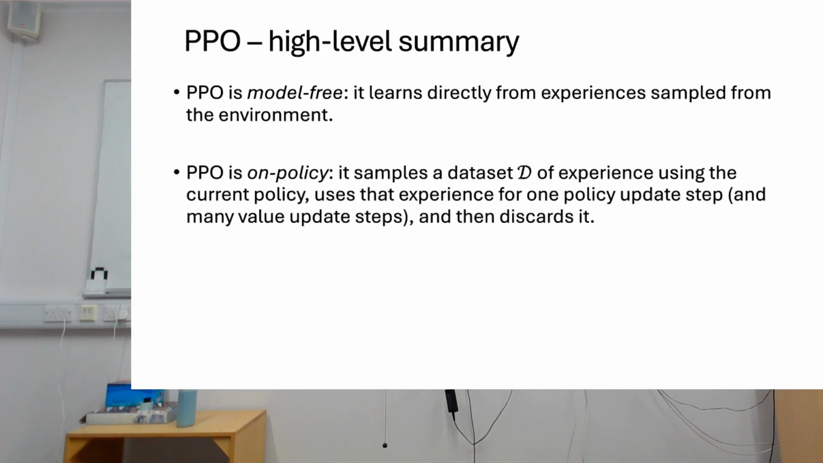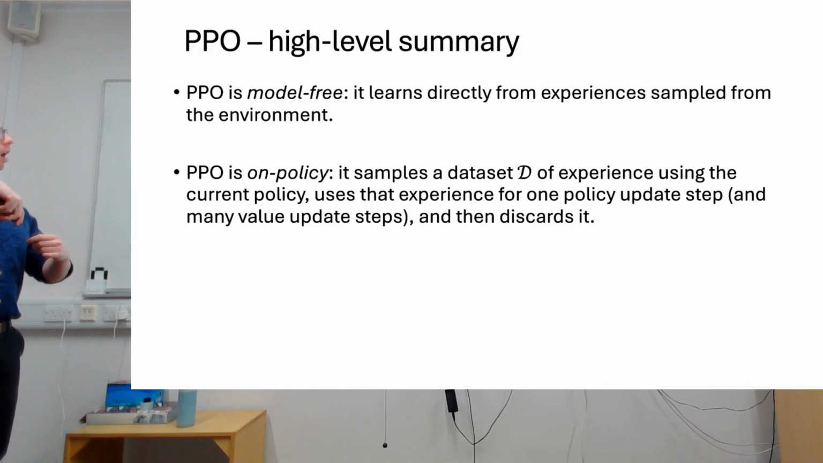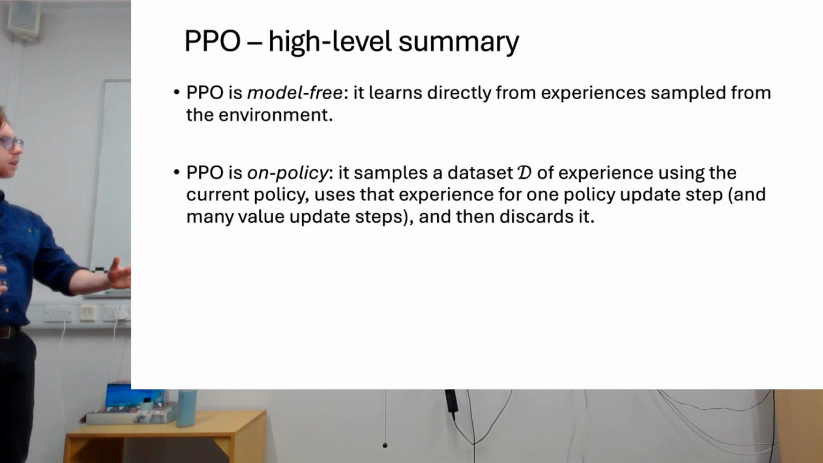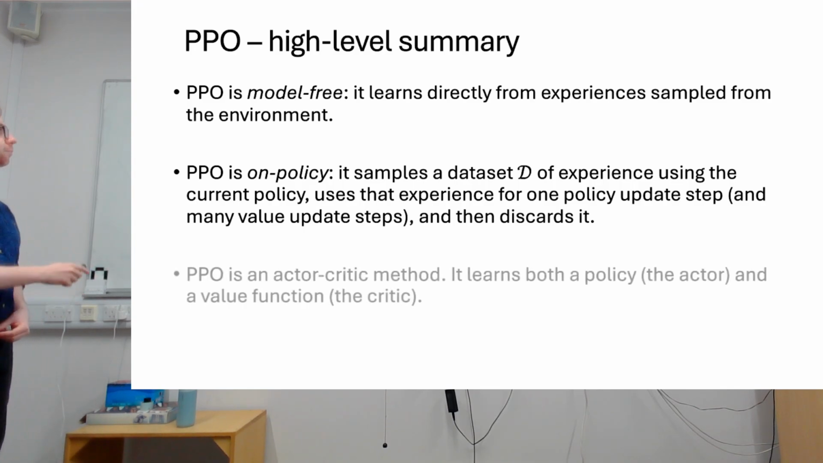It's on policy for the same reason. So you do a bunch of rollouts. You gather your data set. You do many policy update steps, many value function update steps, and then you discard it. So you're on policy, you don't use a memory replay buffer.